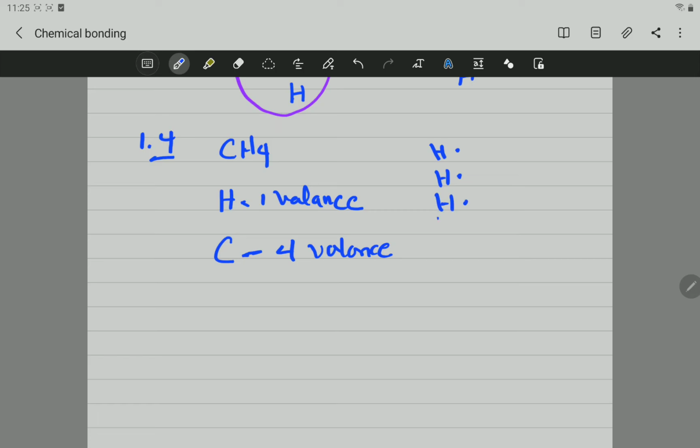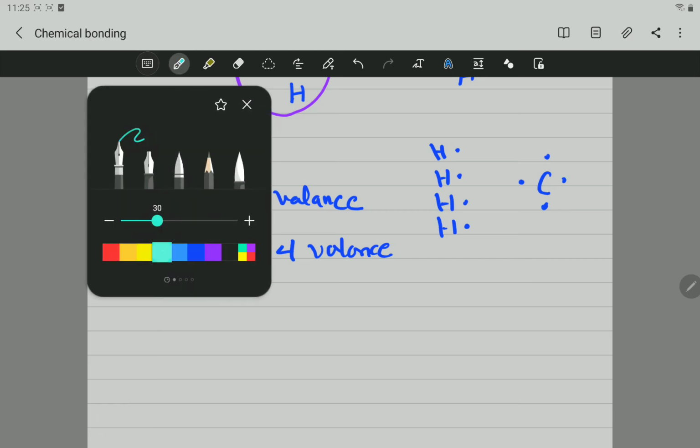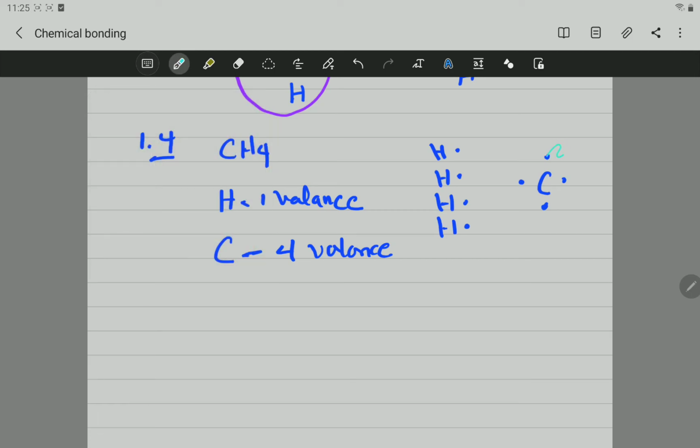and for carbon. So there are the 4 hydrogens, and we have only 1 carbon with 1, 2, 3, and 4. Carbon doesn't have lone pairs. All the electrons that it has, it can use to form bonds. So very, very simple, this one. Each unpaired electron that carbon has will be shared with 1 hydrogen.